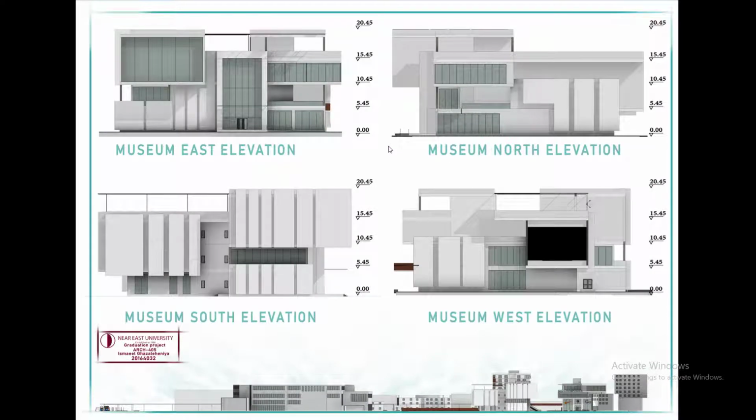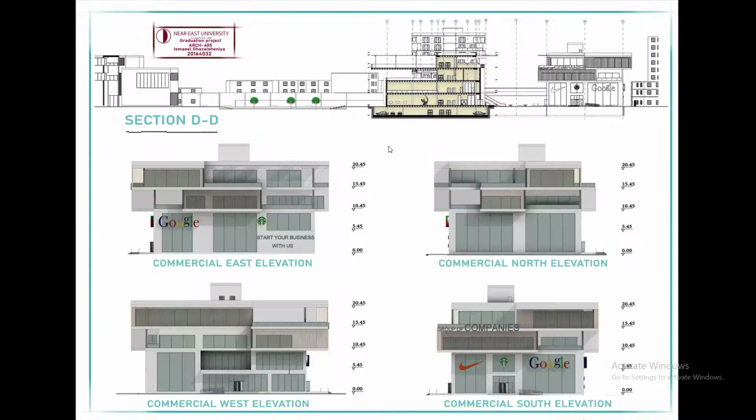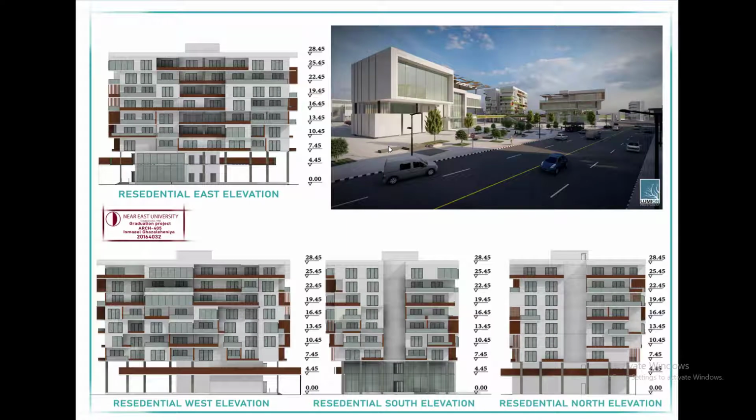Okay, so moving to see the elevation of each building with the surrounding of it, and we can even see the screen in here in the west elevation. And sorry, this is the section DD with the surrounding of it with the stepped area. You can see it in here with the commercial elevations. And lastly, it will be the residential building elevations with a shot for my entire project.